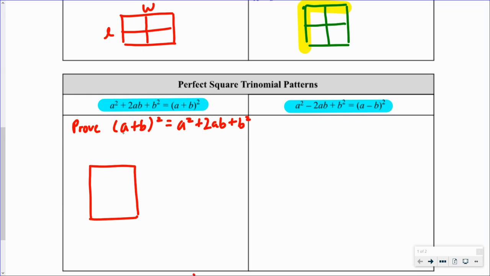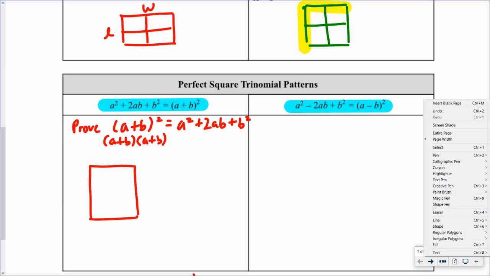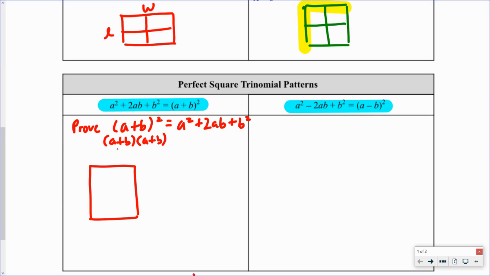So (a + b) all squared, remember, is just (a + b) times (a + b). So what I'm going to do is let this equal the length and this equal the width. But if you notice, length and width are identical, so this area model that we're using is actually going to be a square. Those are going to be the same.